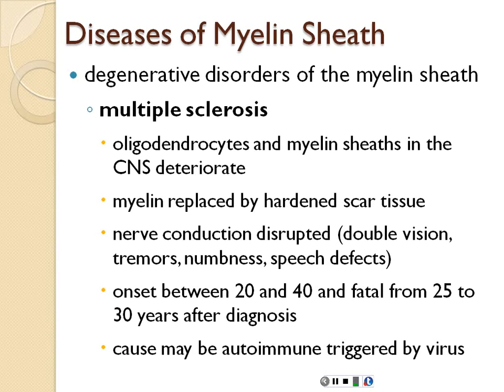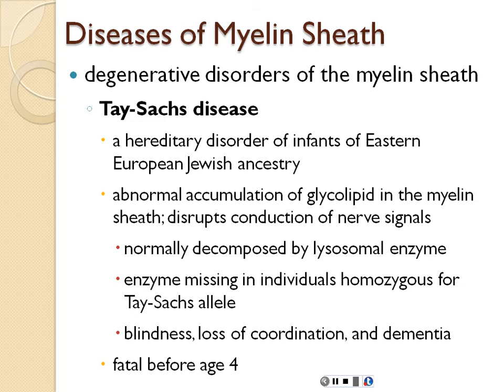Usually MS shows up between the ages of 20 and 40, and is fatal from 25 to 30 years after diagnosis. The cause is thought to be autoimmune triggered. Sometimes a virus can go in, and the immune system may think that the myelin is foreign and start attacking the myelin. You all have heard of autoimmune diseases? If a disease is said to be autoimmune, that means our immune system, which is supposed to attack invaders, is starting to attack our own tissues. So that is thought to be a cause.